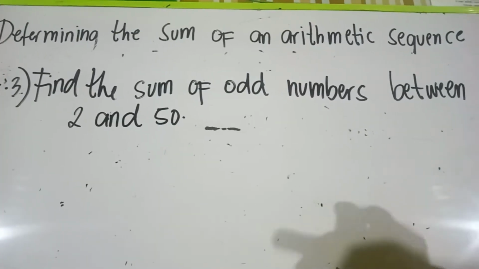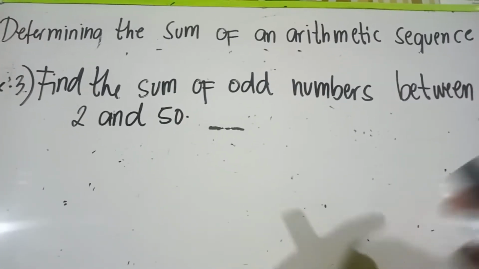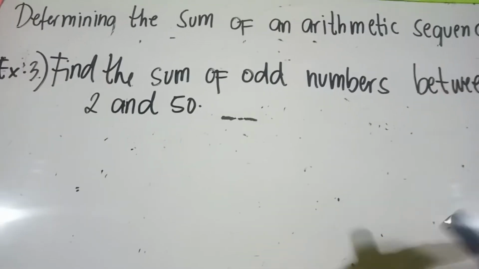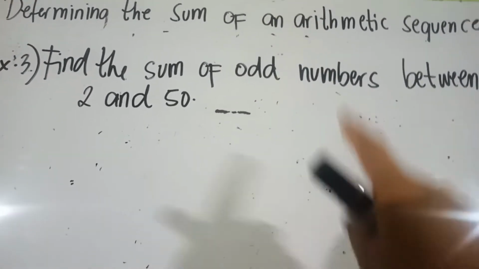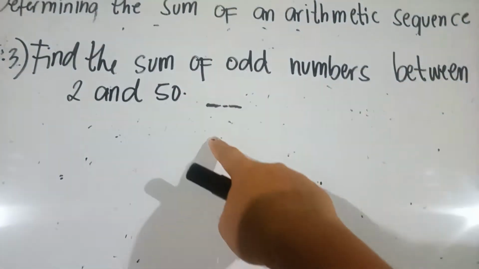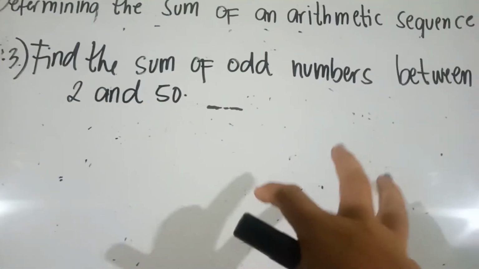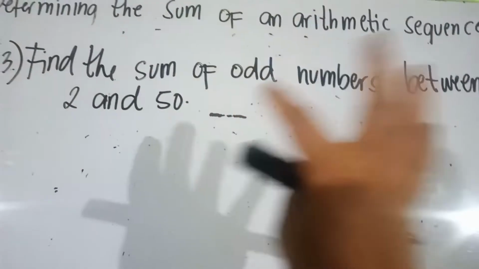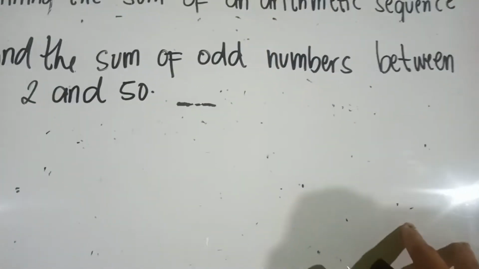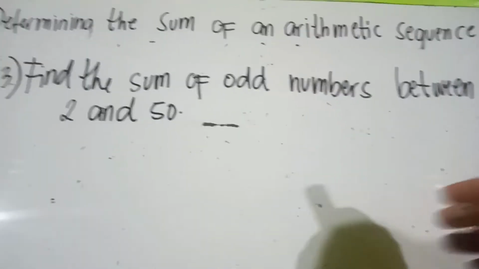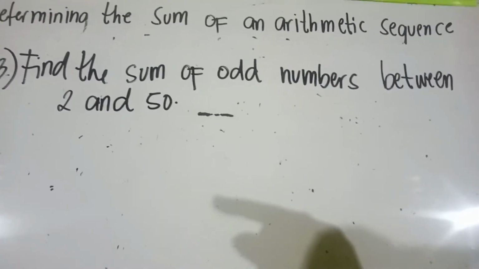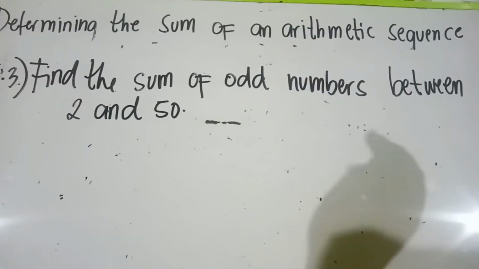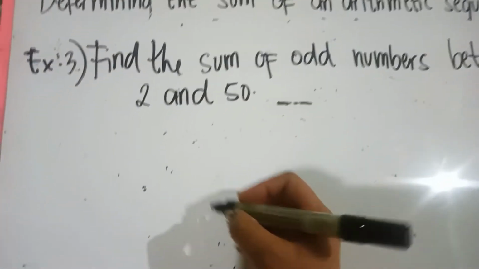So, kukunin daw natin yung sum ng odd numbers na nasa kalagitnaan ni 2 and 50. So, una at higit sa lahat, hindi kasama si 2 at 50 dahil sa kalagitnaan lang daw, at si 2 tsaka si 50, hindi naman yan odd numbers. Okay, as you can remember, odd numbers, di ba? 1, 3, 5, 7, 9. Okay, so now let's proceed sa pagsusulat ng mga given.